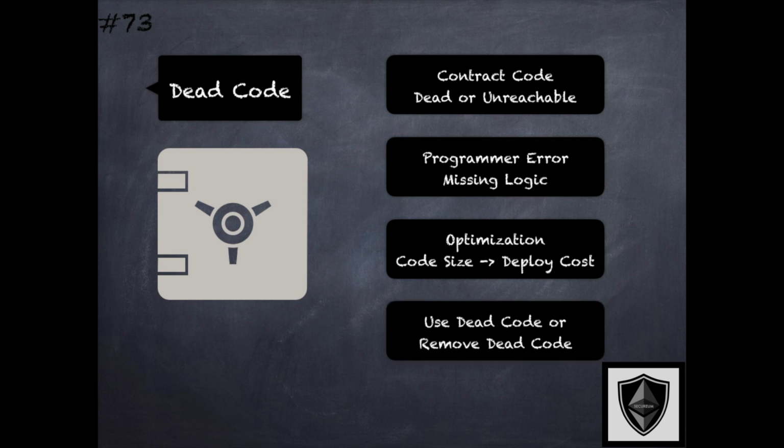So the best practice is for the developers to determine if a particular piece of code is used or dead, and if it is dead, determine if it actually needs to be used, and if not, remove it from the contracts. And if it needs to be used, then add logic that uses that code in the correct manner.